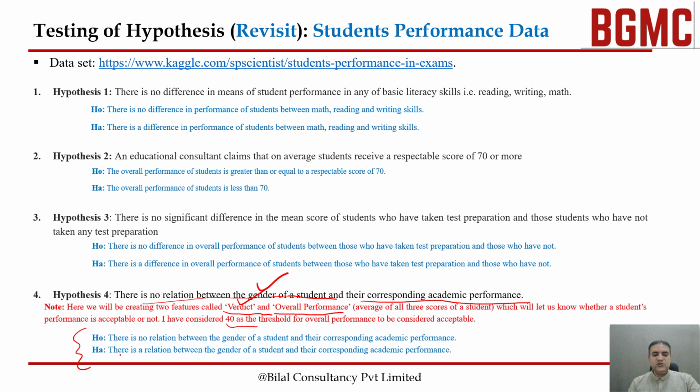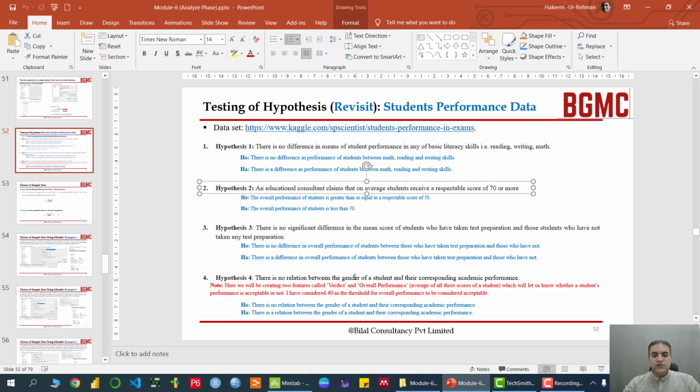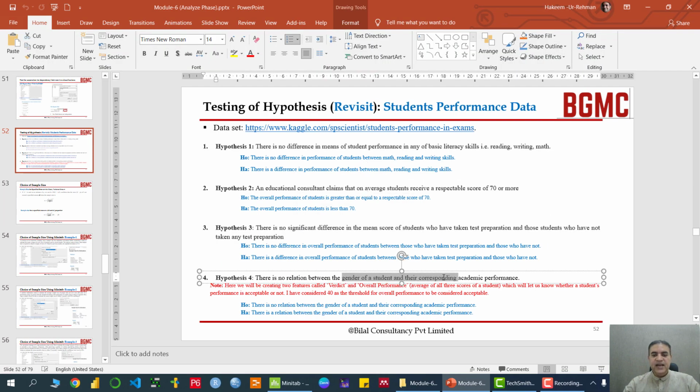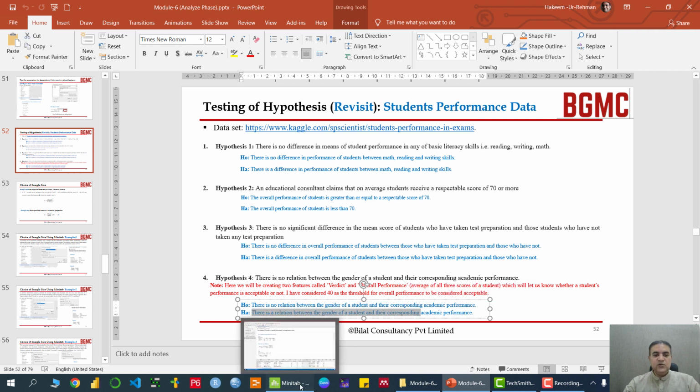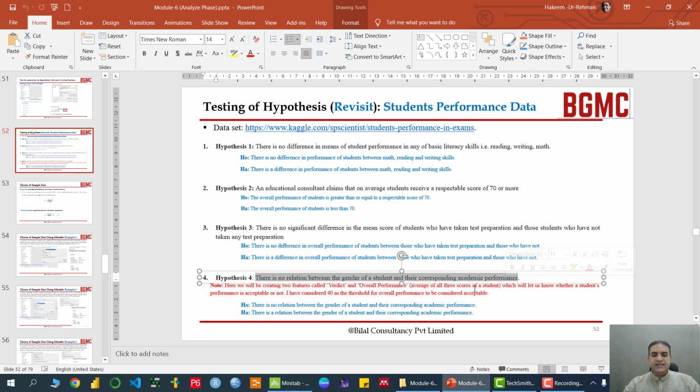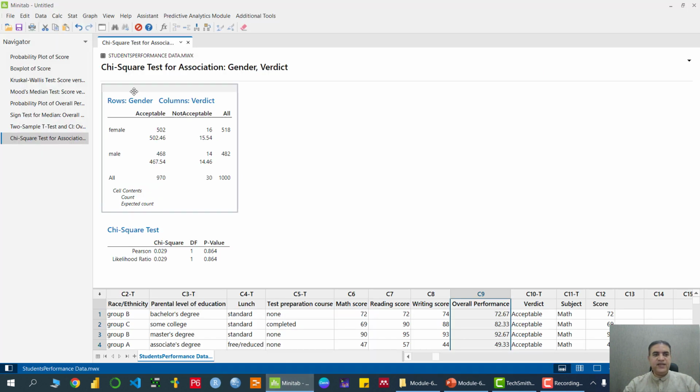So what is our H naught, what is our H1? H naught is that there is no association between gender and the overall performance of the student, or you can say verdict, whereas H1 is that there is association. In this particular case we can apply the chi-square test in order to check whether there is any association between gender and the overall performance. So how can we do that?